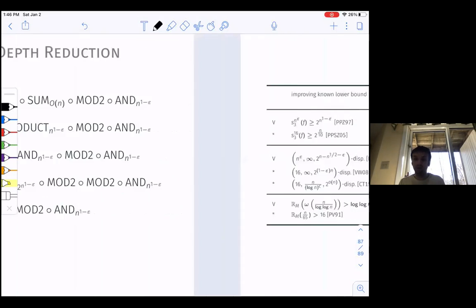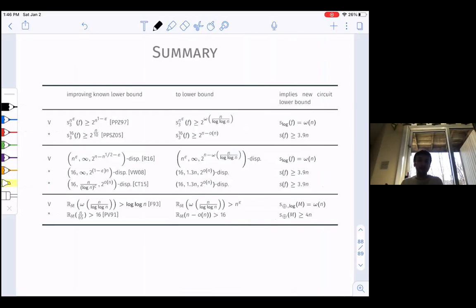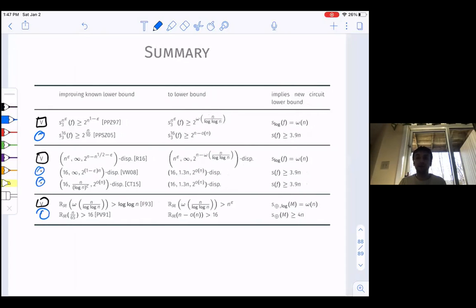I just wanted to end this talk with a slide with a summary of what improvements of pseudo-random results are needed for new circuit lower bounds via variants of our frameworks. That's it, and thank you for watching this talk.